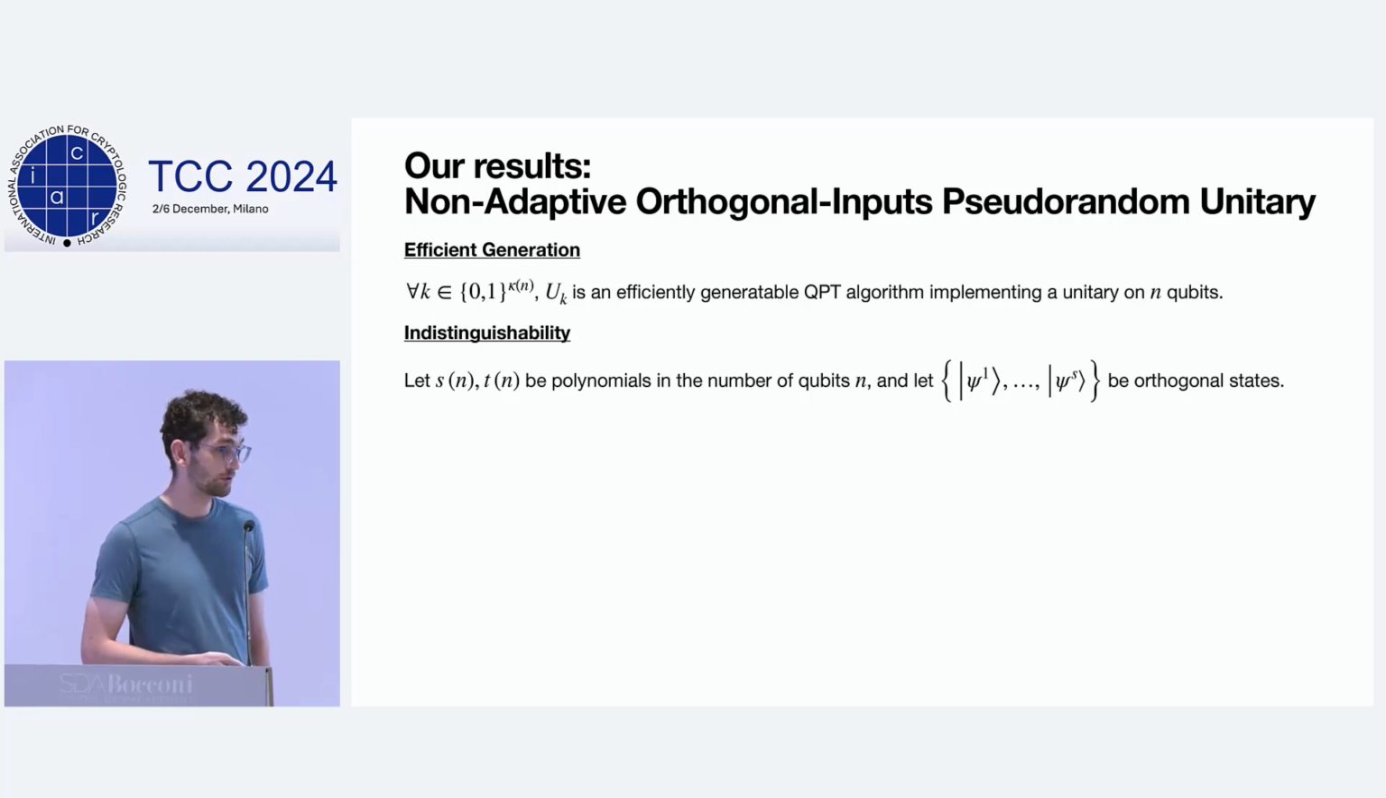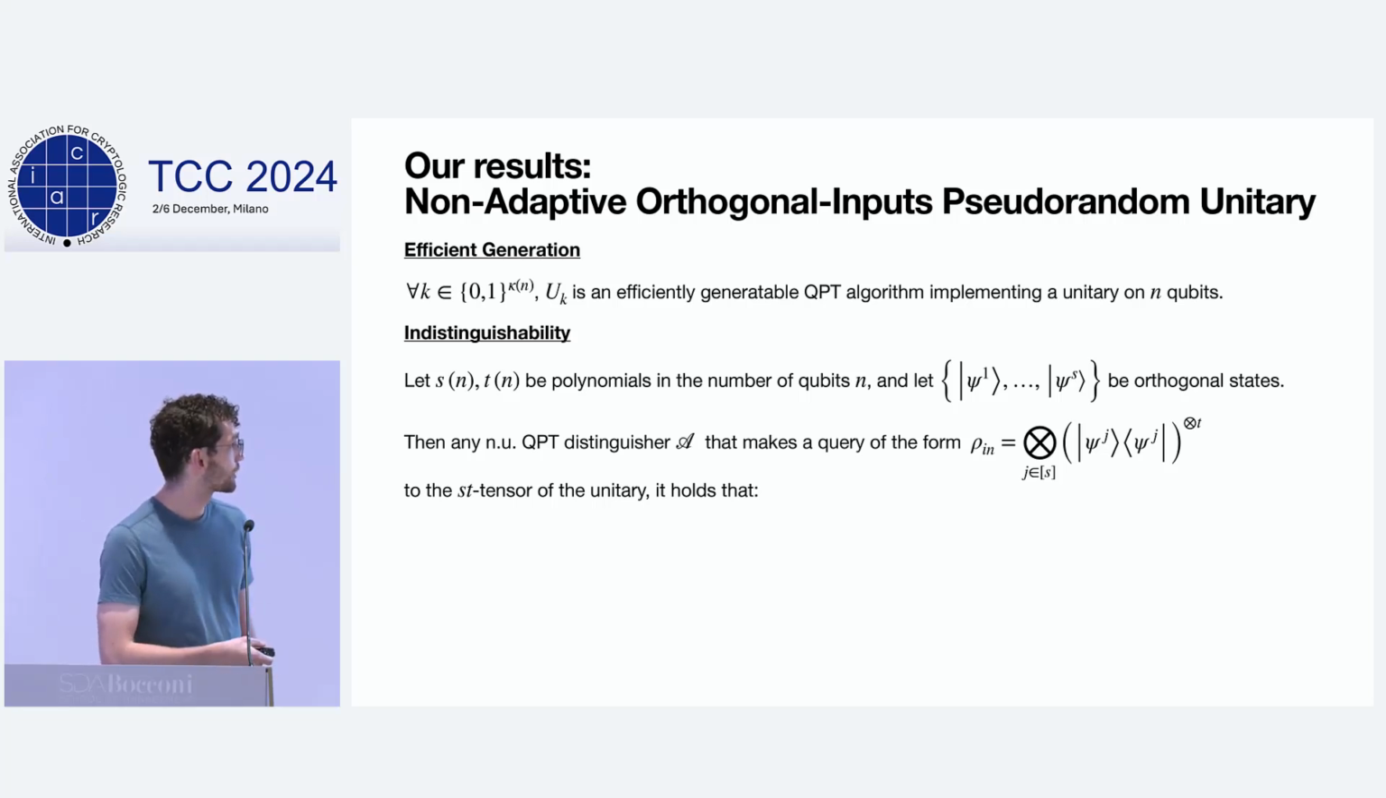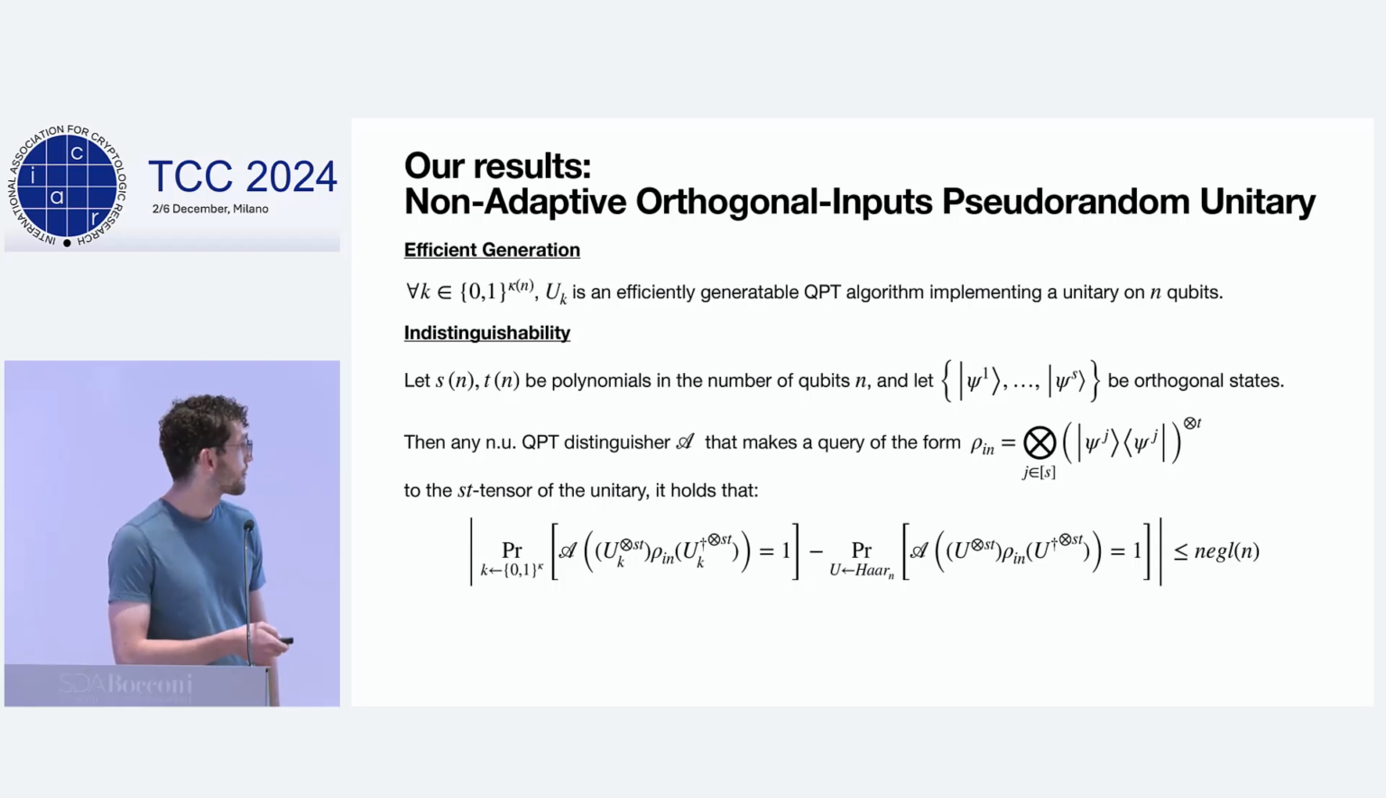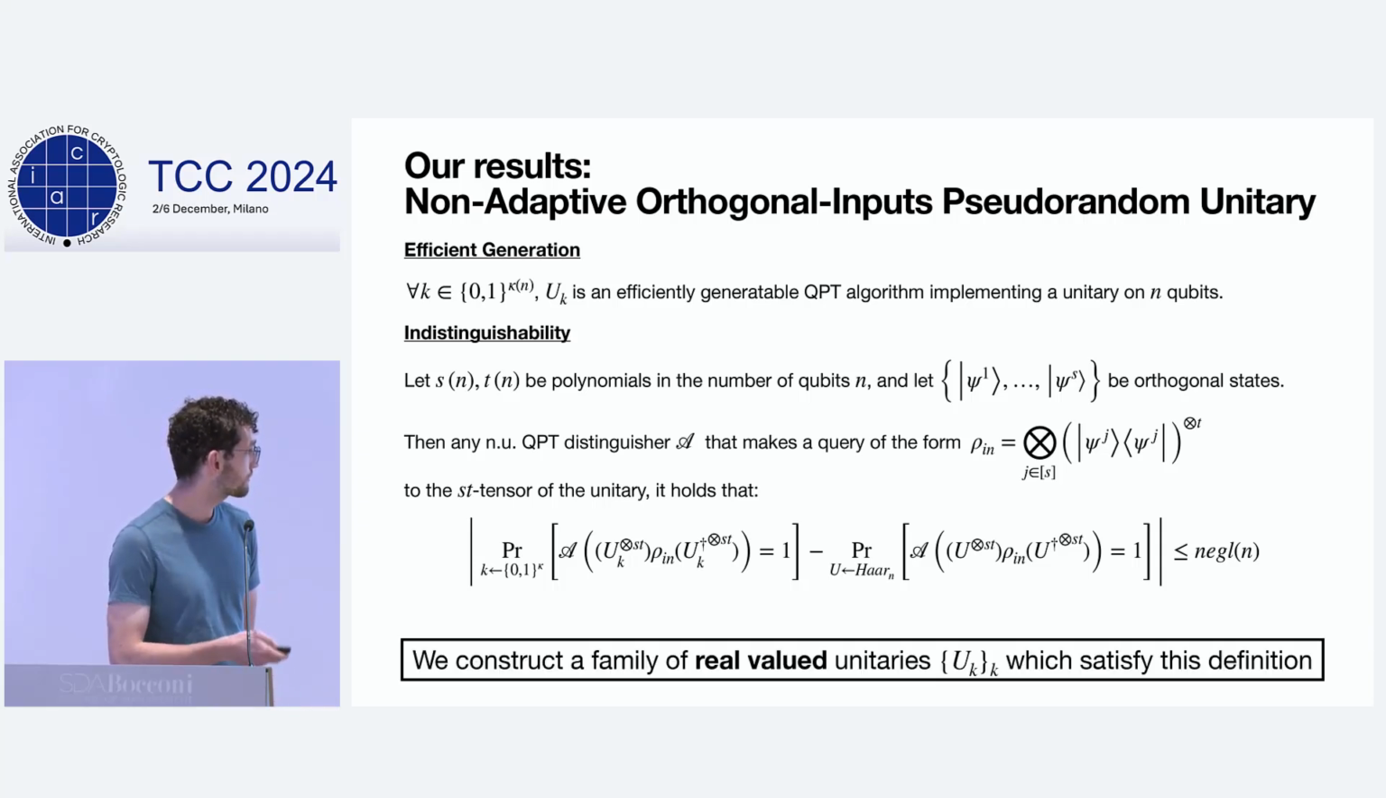let S and T be polynomials, and let psi_1 to psi_S be orthogonal states. Now we want that the distinguisher that makes a query of the following form. We have a T-tensor of each of the orthogonal states, cannot distinguish between the application of the S·T tensor of the unitary if it is either from the family or from the random distribution. And we construct such a family using real-valued unitaries.